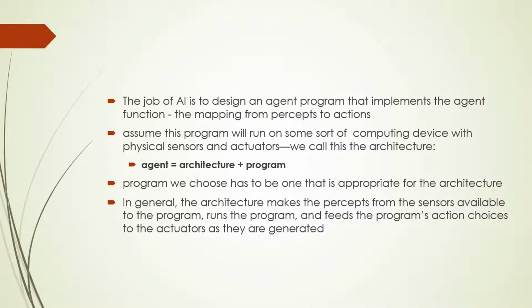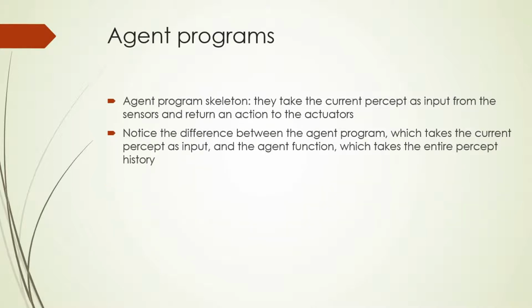If you want a program that can give actions like movement from place A to B, it means that the architecture should have actuators that can enable an agent to move. So basically, the program that is designed has to be appropriate to the particular architecture.